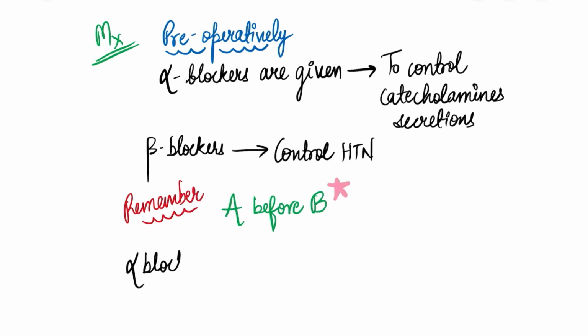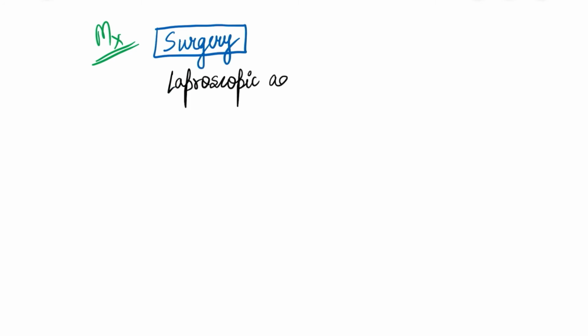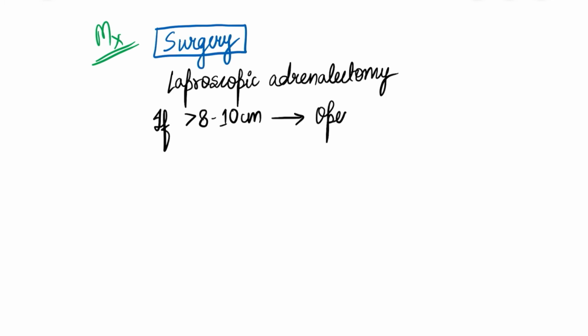The alpha blocker of choice here is phenoxybenzamine, which you can remember by the initial three letters of Phe, that is phenoxybenzamine in pheochromocytoma. The surgery of choice here is laparoscopic adrenalectomy. And remember, if the tumor is big, that is more than 8 to 10 centimeters, we are going to need an open surgery. Now let's talk a little about malignant pheochromocytoma.